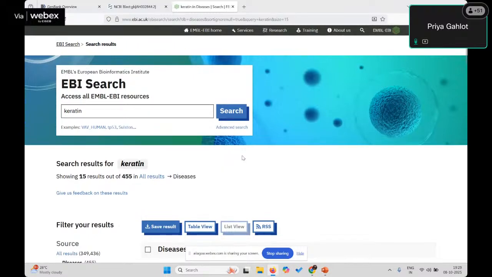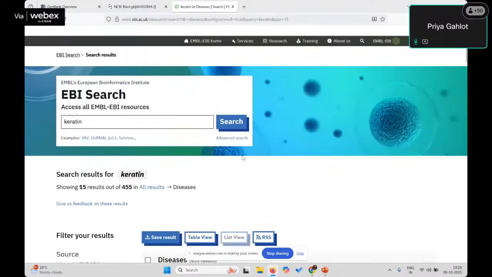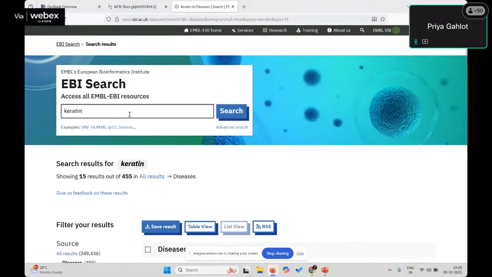So databases are where you can find all the data related to that particular search, whatever you want to search. So, like, we can also do P53.